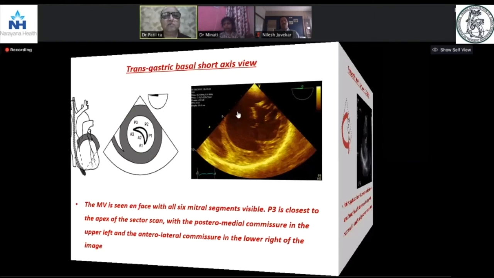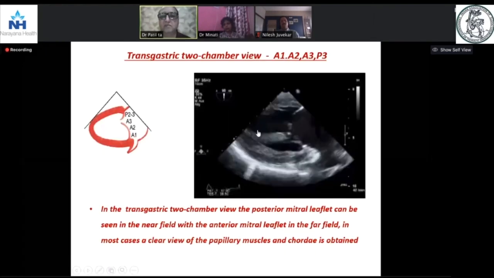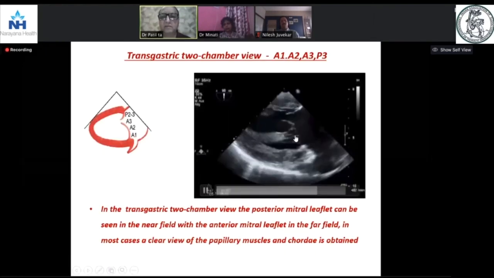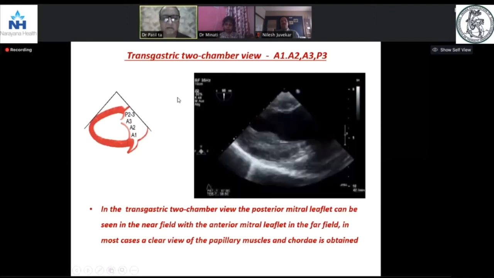Now the transgastric two-chamber view. Here we have the anteromitral leaflet below and the posteromitral leaflet. Here the ultrasound beam cuts across from below to above A1, A2, A3 and the P3 segments of the mitral valve.